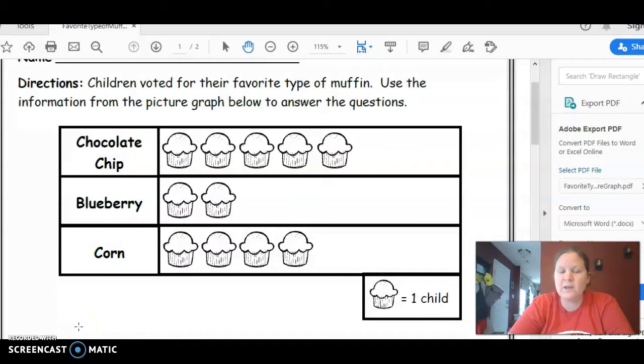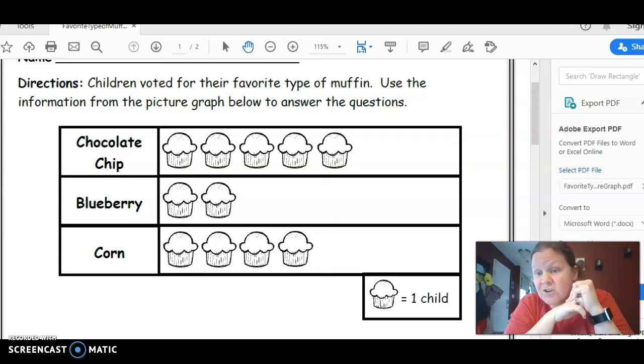Pictures. Because we're going to use pictures to make our graph. So I'm going to share my screen with you. Here is an example of a picture graph. Whoever made this graph already collected their data. They figured out how many muffins they have of each type, and they put it into a graph so that you can use just your eyes and see how many of each. A picture graph is a great way to represent your data.